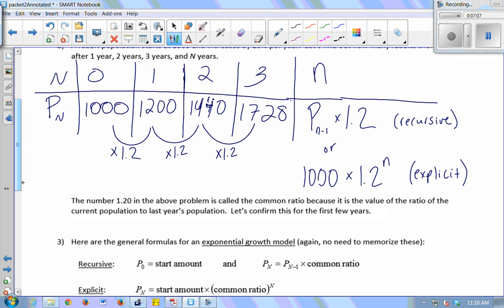So the number 1.2 in this problem is called a common ratio because it's the value of the ratio of the current population to the previous population. So if you do 1,200 divided by 1,000, you get 1.2. 1,440 divided by 1,200, 1.2. 1,728 divided by 1,440, you get 1.2. Take any two consecutive years, if you divide their populations, you get the 1.2.